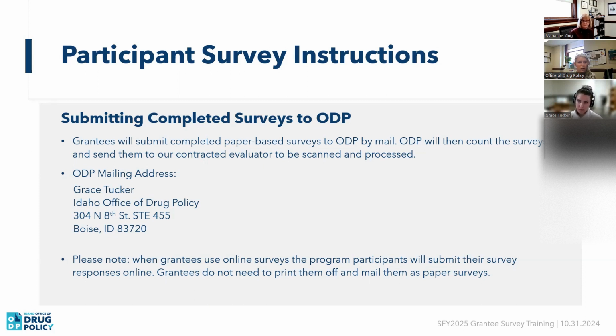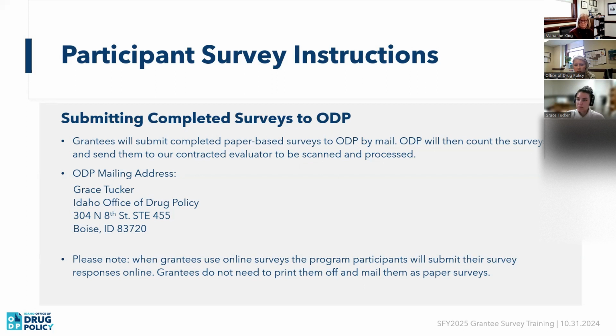You do not need to make copies of the program. After program participants submit their surveys, you don't need to make copies of them. You don't upload copies of paper-based surveys into Neighborly. You don't send those to us via email. You have to mail us the paper-based survey. So we actually need the real paper-based survey. And you don't need to keep copies of any paper-based surveys on hand. So when those students submit them, they'll go in an envelope and you send that directly to ODP.